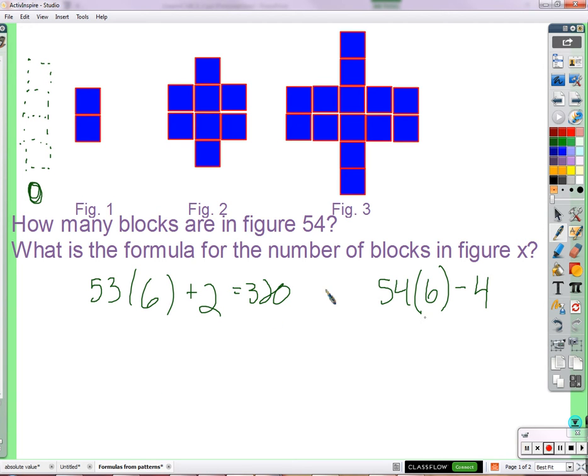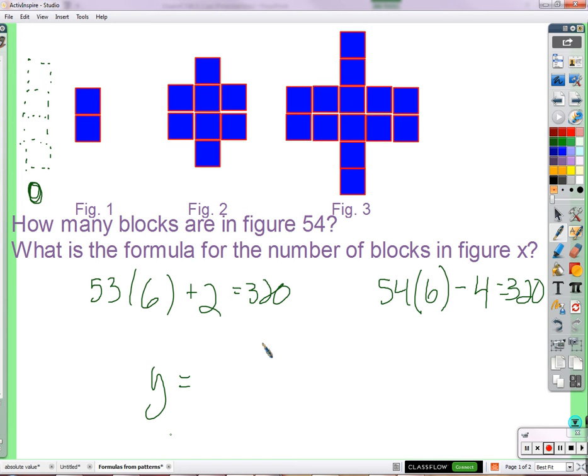So using either one of these methods, we could come up with the formula. These both come out to 320, right? I'm just really copying off of all of your work. I don't know how many blocks it was. Did everybody get 320? Yeah. 320. So the formula here is going to be, y is the total number of blocks, x is the number of the figure.